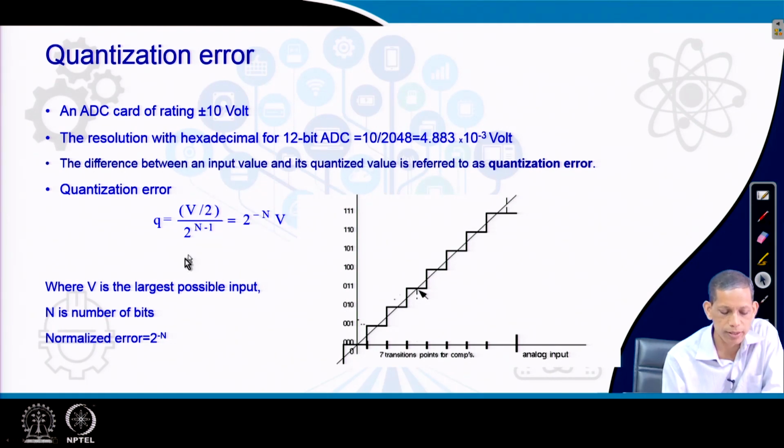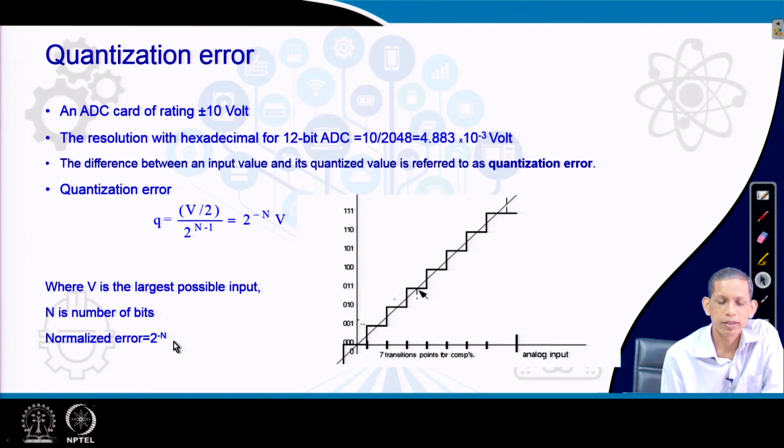Therefore, n is the number of bits, that is in this case 12, and V, let us say capital V here, is plus 10. So that results in 2 to the power minus n volt. If we normalize this, 2 to the power minus n V divided by V, then the normalized quantization error becomes 2 to the power minus n. As n, the number of bits in the ADC, becomes more and more, the corresponding normalized error decreases.